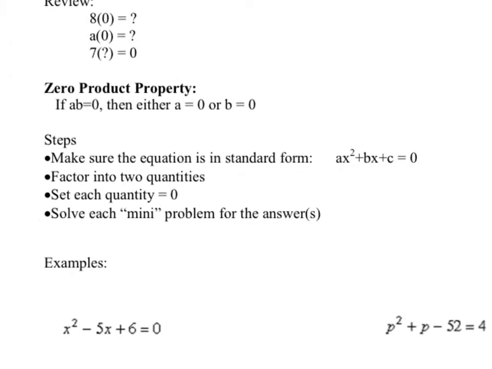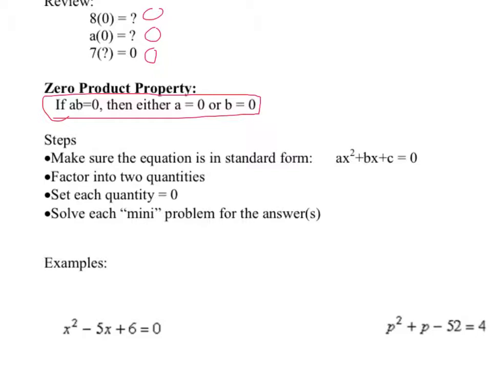It also states that if you get 0 for an answer from a multiplication problem, then one of the two things you multiplied must have been 0. Because we know that 8 times 0 is 0, anything times 0 is 0, and 7 times 0 is 0. So that's an example of the zero product property, with this being the official phrasing of the zero product property.